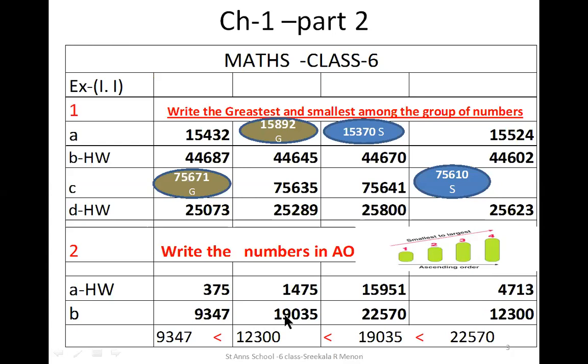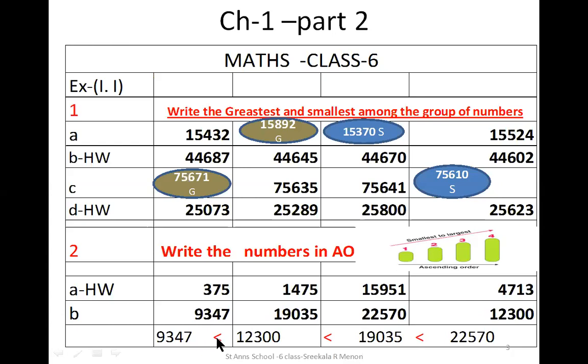9,347, 19,035. Look at the number here, the hundreds place is not there. It is 0. Hence we can read it as 19,035. The third number, 22,570. And the last one, 12,300.